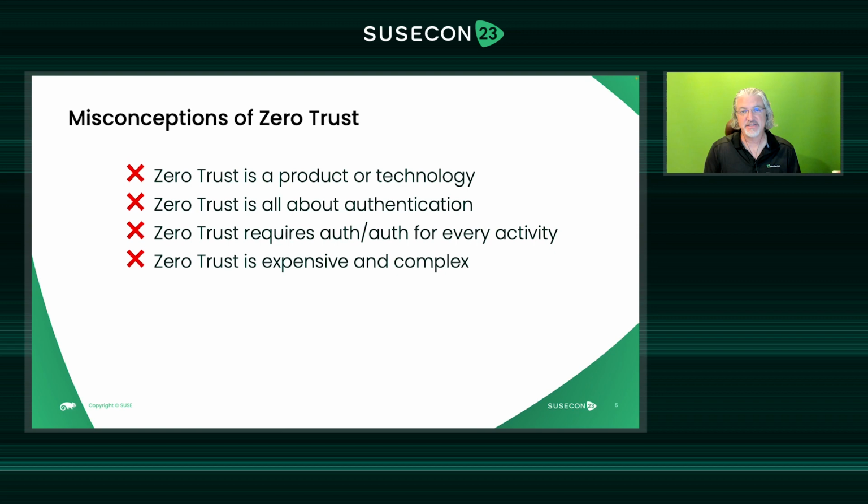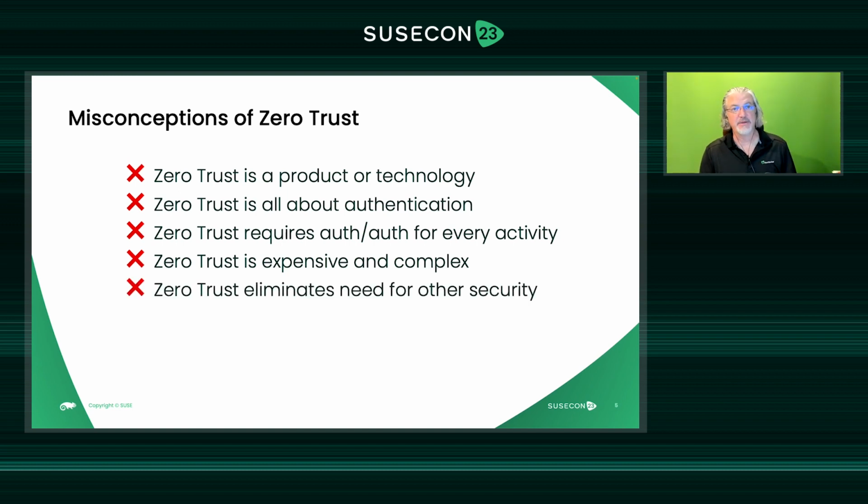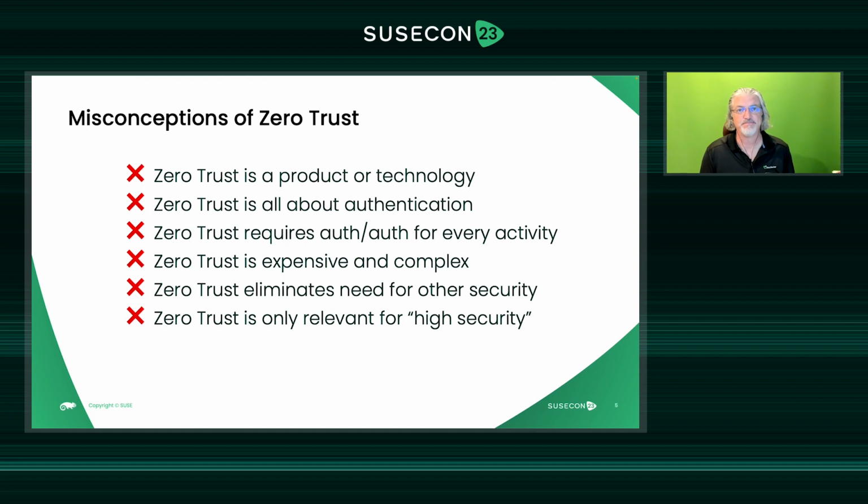Zero trust is expensive and complex. Well, we're about to prove that it is neither of these, because if you do it with NeuVector, it is neither expensive nor complex. Eliminates the need for other security? No security layer eliminates the need for other security layers. What we're talking about is security in depth, multiple security layers. Zero trust can give you certain security layers, usually around a perimeter, to an environment or into a workload or whatever the case may be.